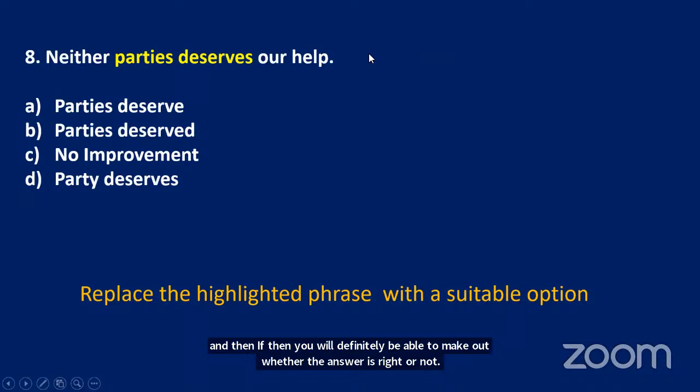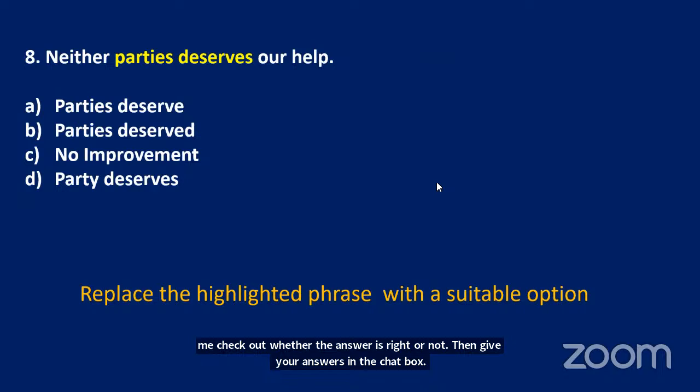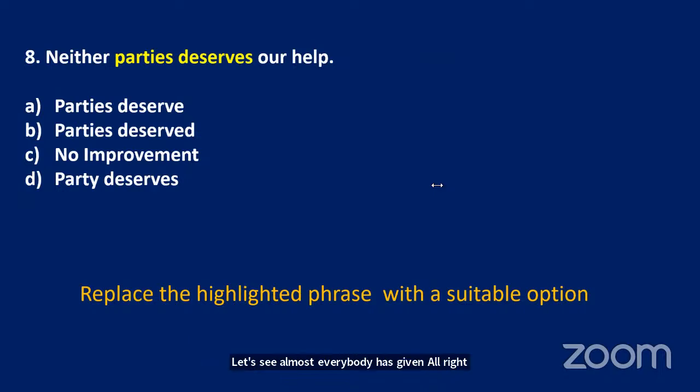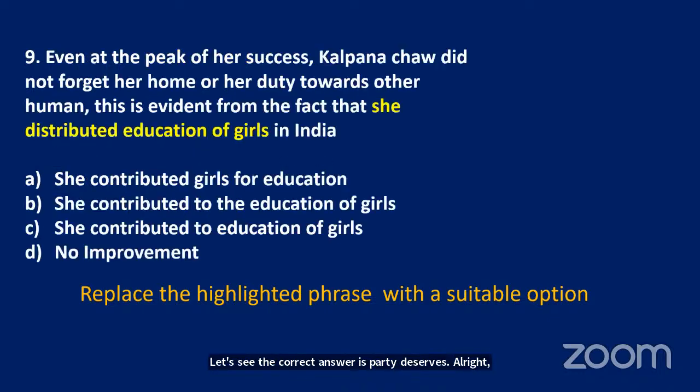Let's see. Almost everybody has given me the option. All right. Almost all. Sandhya, you're right. All right, students, I want everybody to participate. So participative management is always good, isn't it? Even English carries equal marks. So don't neglect or ignore English. All right? Yes. Let's see, the correct answer is party deserves. All right, so neither party deserves our help. All right, see the next question.